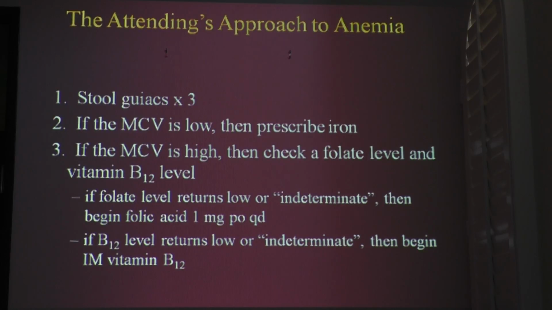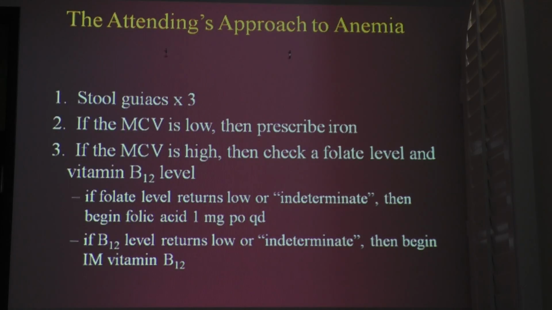Okay, so this is how we do the attending approach. You're going to laugh when you're practicing, but you need to know your fundamentals, and then you go to the real world. So if you're in the outpatient setting, you do 3 stool tests. If you're in the inpatient setting, you do just 1. If the MCV is low, then you give him iron. If the MCV is high, then you check a folate or a vitamin B12 level. If the folate level returns questionable, then you start giving them folic acid. If the B12 level returns low or indeterminate, then you start giving IM vitamin B12.